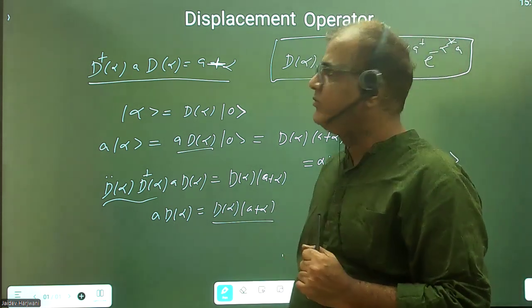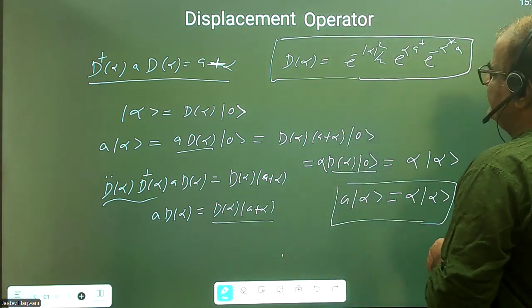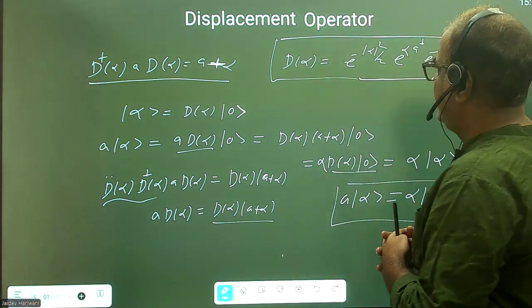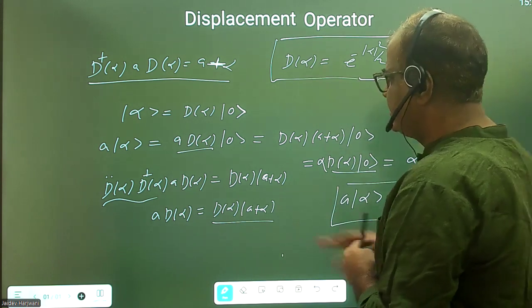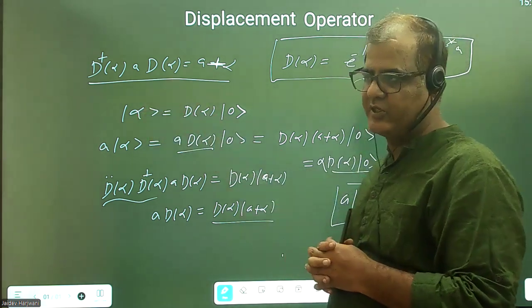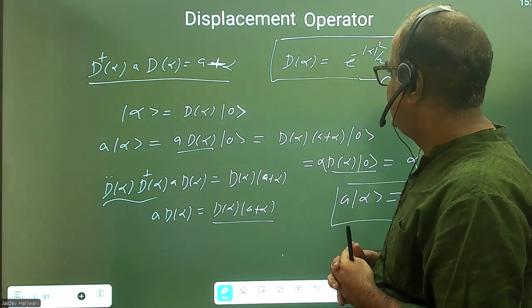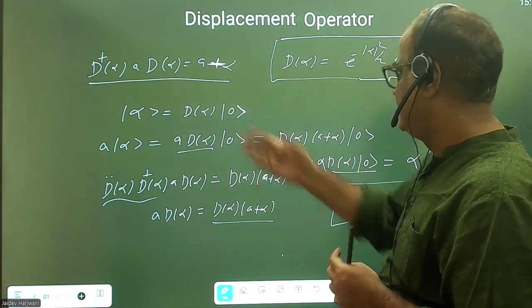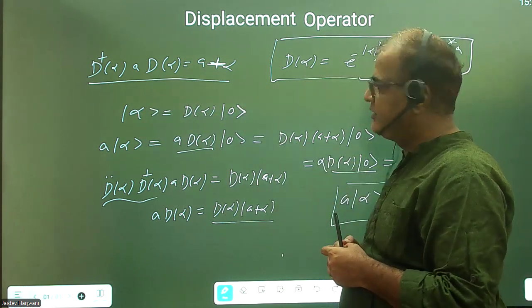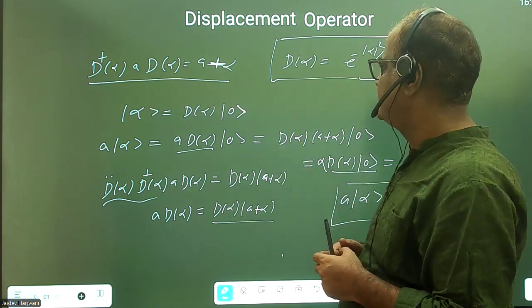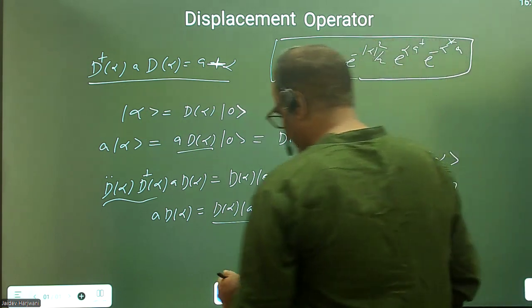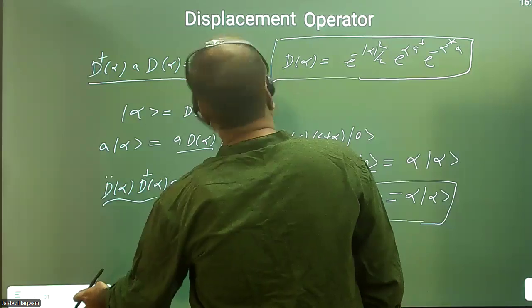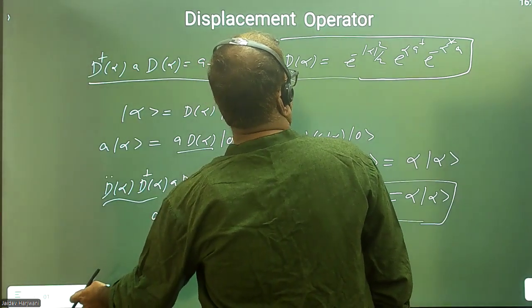Now, what we can do more with this one, I can also use this D(alpha), and I can write this coherent state as a superposition of simple harmonic oscillator states in the basis n. So let us now write D(alpha).